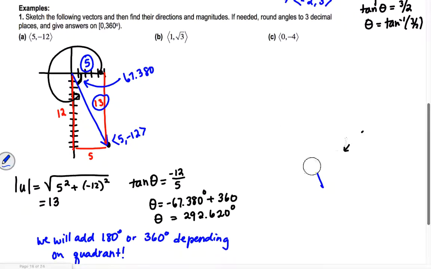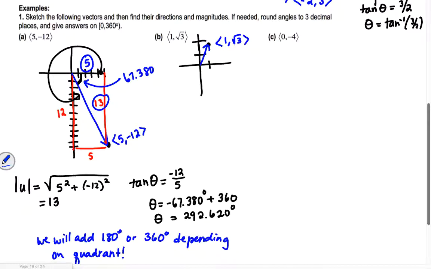Okay, so let's try this next one. So we have 1 comma root 3. So if we have 1 comma root 3, we're going to go over 1, and then we're going to go up the square root of 3. Square root of 3, if you find it as a decimal, is around 1.7. So we're going to go up a little bit between 1 and 2, closer to the 2 than the 1. And then we draw it in by drawing in our line. So that's the vector 1 comma root 3.